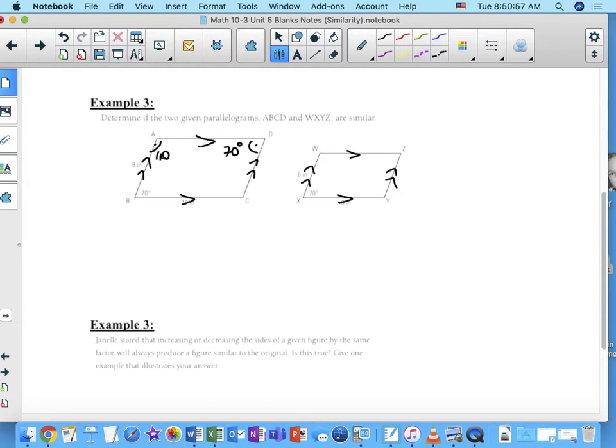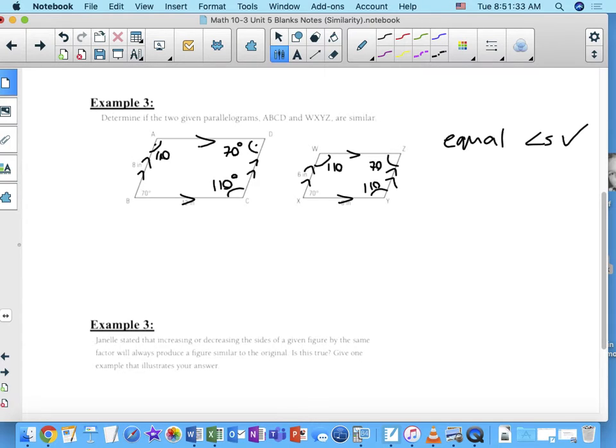Are also, same thing, interior angles on the same side of the transversal. And then if you follow it along, so is this one. So this is 110. And then we can do the same thing here. This is 70. This is 110. This is 70. This is 110. So we've got one of our conditions met, which is that all of the angles are equal. That's good. Okay, equal angles. Check.